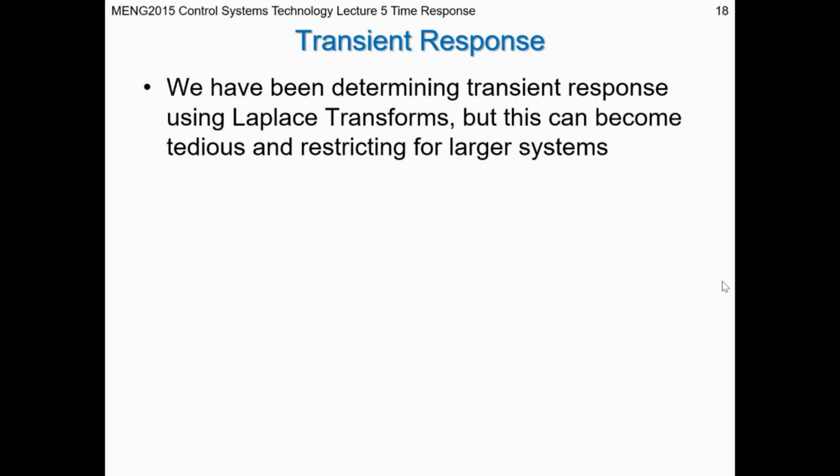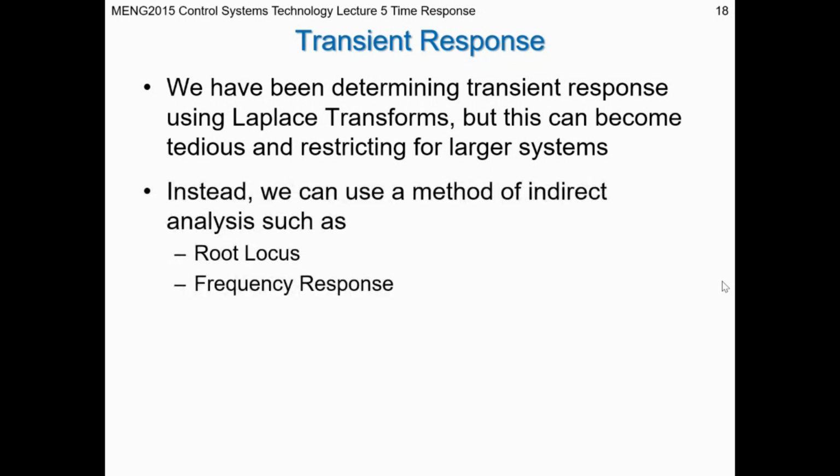And that means that you have to go through the process of finding the output of your system as a function of the input times the Laplace transform of the overall system. And then you have to do your partial fractions, take inverse Laplace transforms, and so on. It's a tedious job, especially as your systems get larger. So we can, in fact, get transient response a bit more easily using a method of indirect analysis.